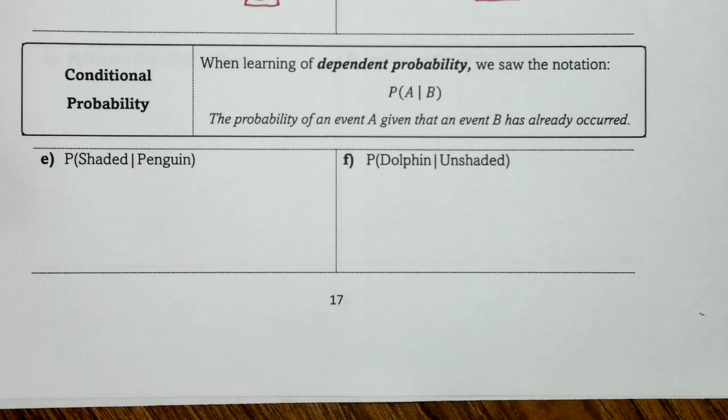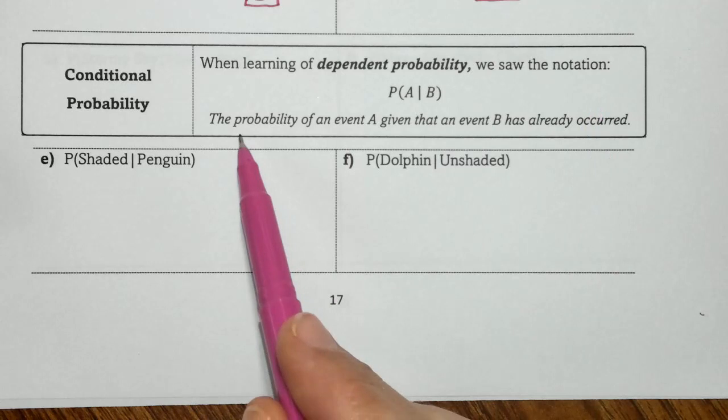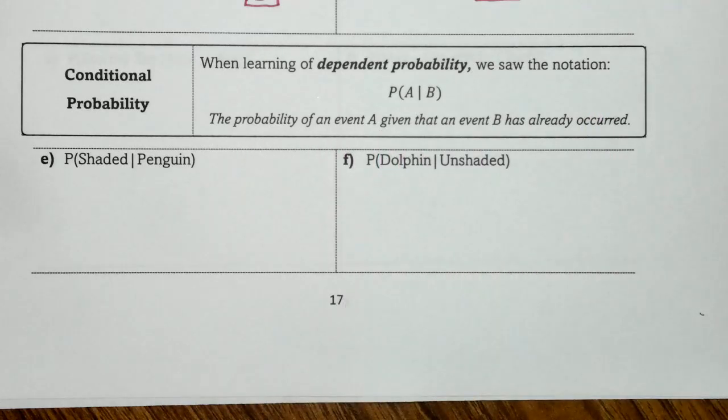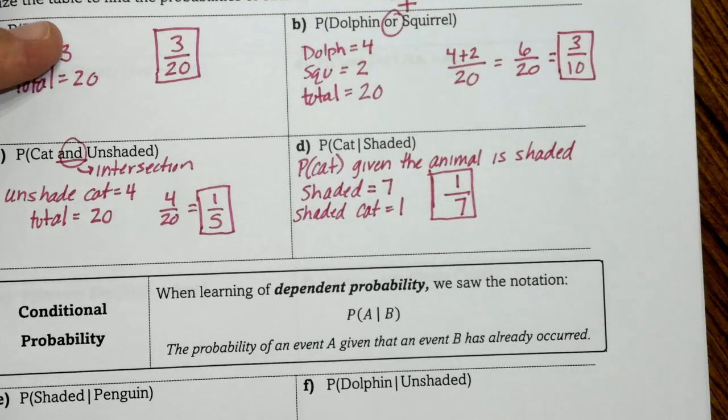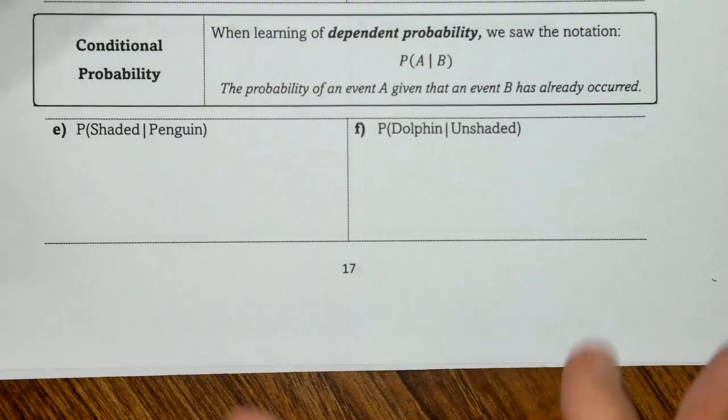When learning a dependent probability, we see this notation: probability of A given that B has already happened. So here we have already chosen all of the shaded cats. What's the probability of that cat? We've already chosen all the shaded animals. What's the probability, out of those total shaded animals, of it being a shaded cat? So that total is changing.